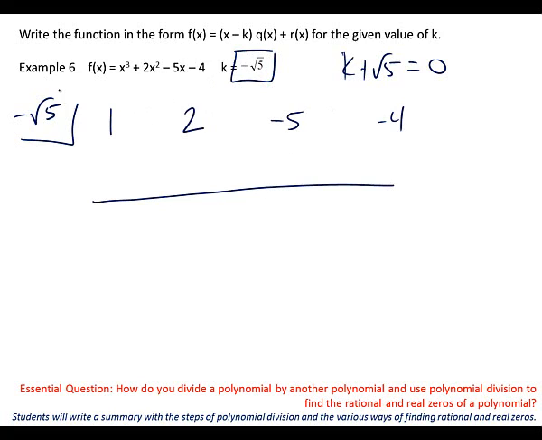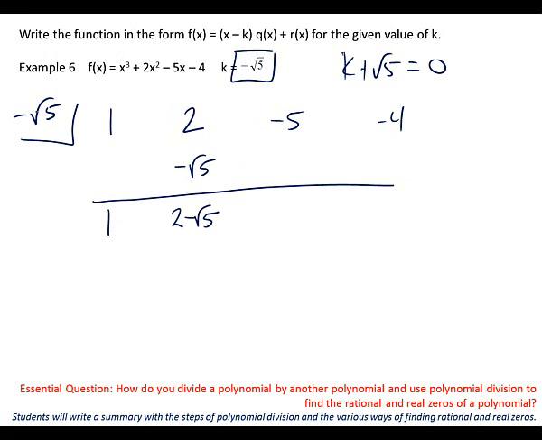Our first step in synthetic is to do what with the 1? Drop it down. Good. Negative square root of 5 times 1 is what? Good. I cannot combine those together, right? So when I add them, I would write it as 2 negative square root of 5. That's why I wrote extra space in there.